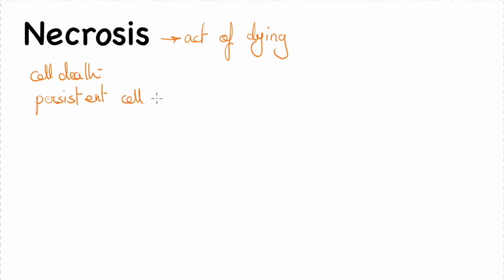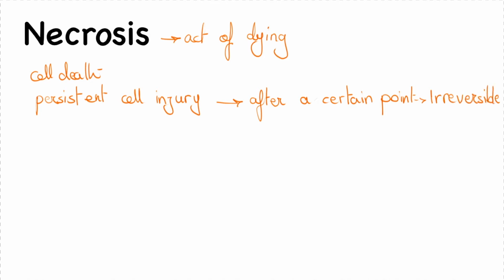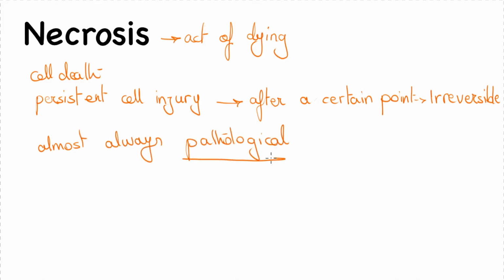Okay, so let's start with the definition of necrosis. First of all, necrosis comes from Greek and it literally means the act of dying. Necrosis is a type of cell death that happens in case of persistent cell injury. In other words, cell necrosis happens once cell injury progresses past a threshold after which recovery is no longer possible and injury is irreversible. Necrosis happens almost always as a result of a pathological process.